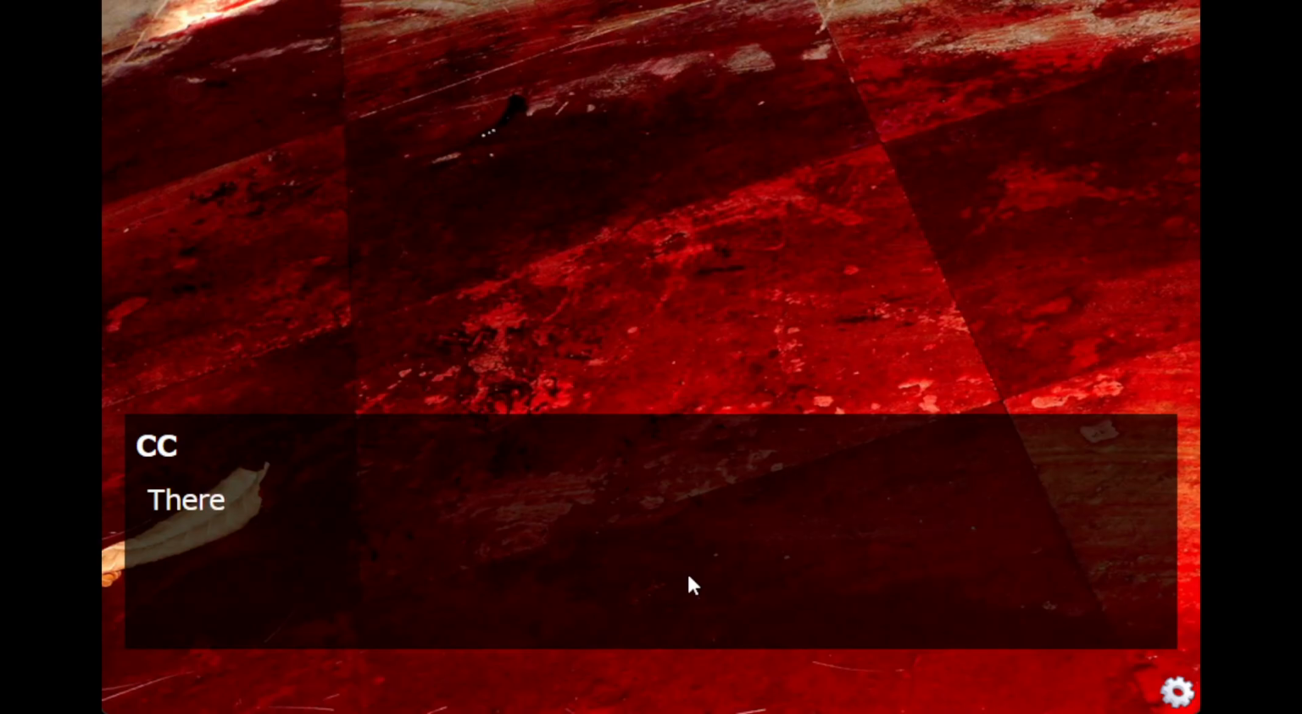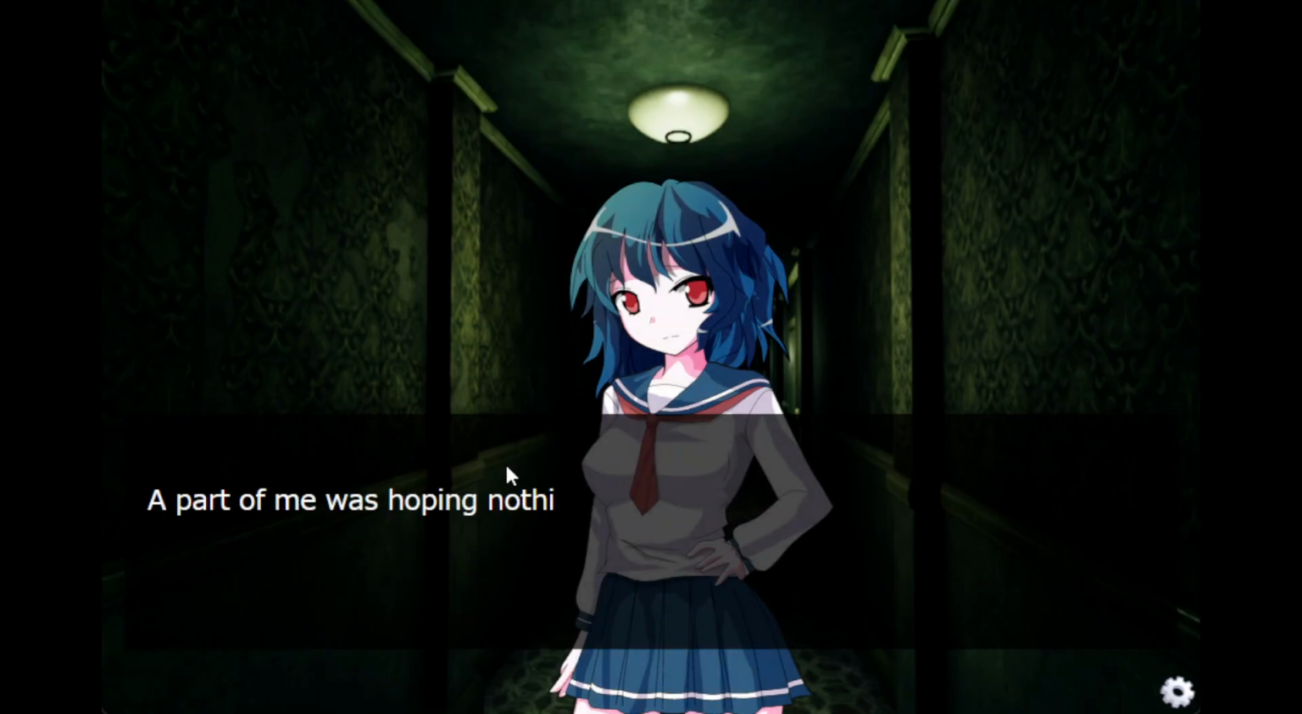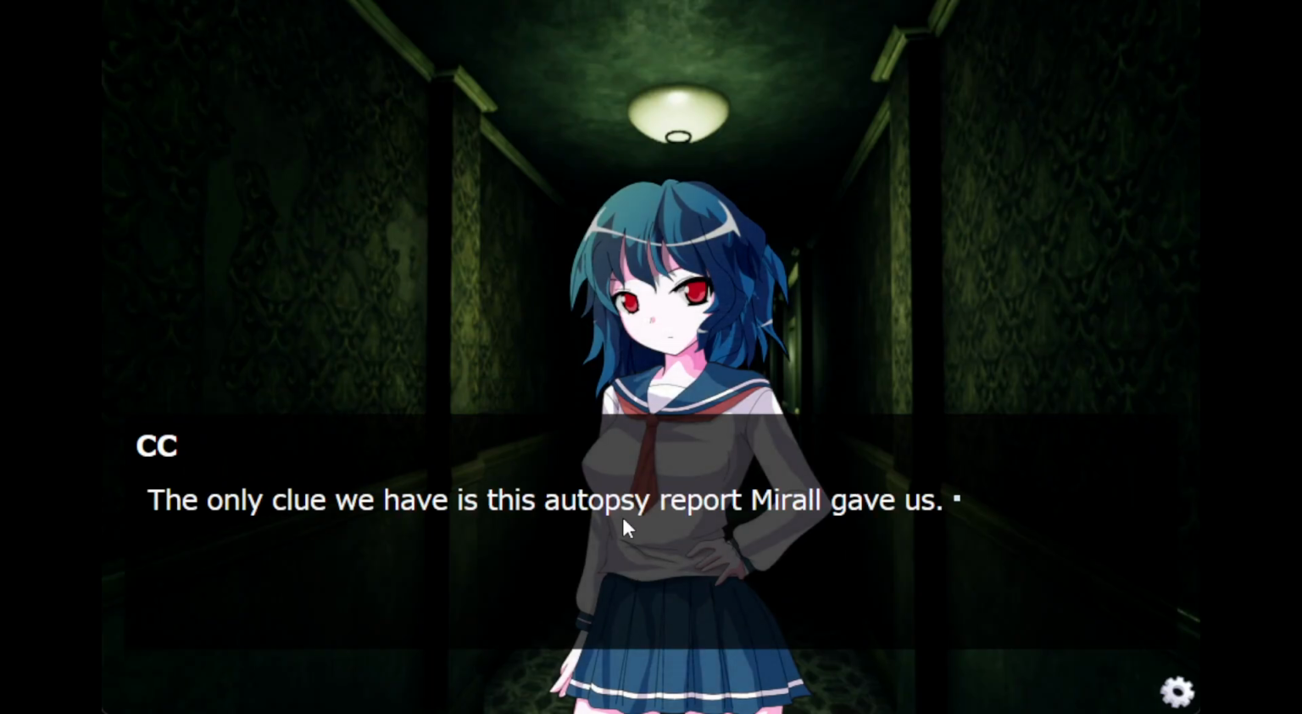I already searched the room. There isn't anything interesting here. Let's head out. While trying your best not to step on the bloodstains, you leave the room. It's a mess. Part of me was hoping nothing would happen. The killer wouldn't strike. Or maybe the guardian angel would manage to protect the target. But sadly, the killer succeeded. The only clue we have is this autopsy report Miral gave us.